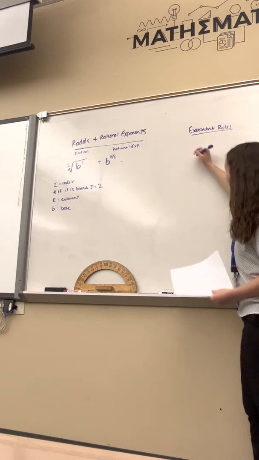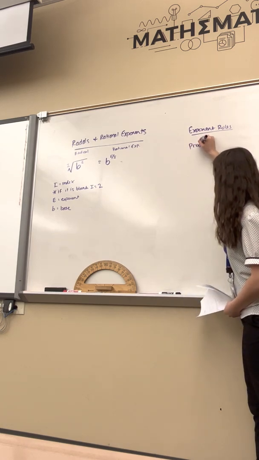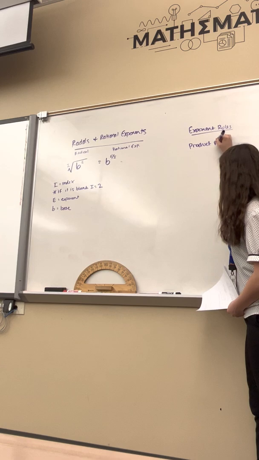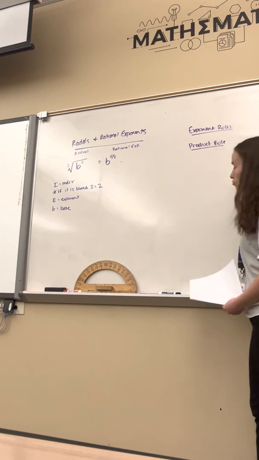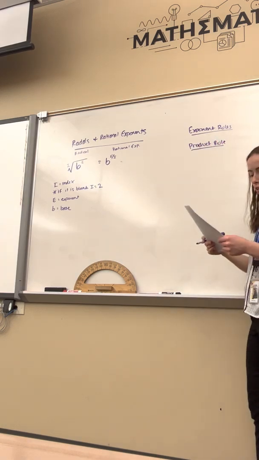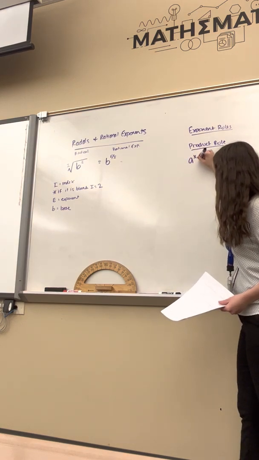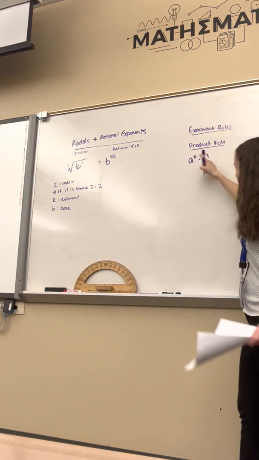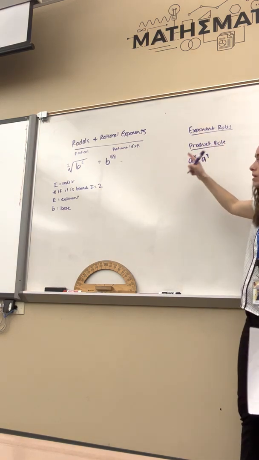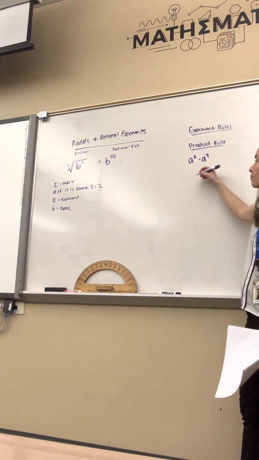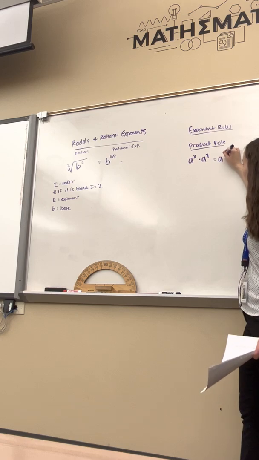We have something called the product rule, and as I said earlier, that represents multiplication. If you don't already know that, go ahead and write that somewhere because that's really important. You're going to use that word a lot. But it says that if I take an a to the x times an a to the y, exponents are different or the same, but the bases have to be the same. Then we get a to the x plus y.